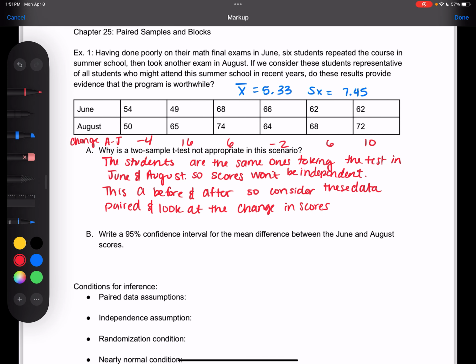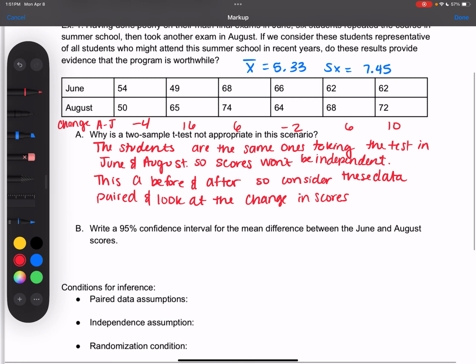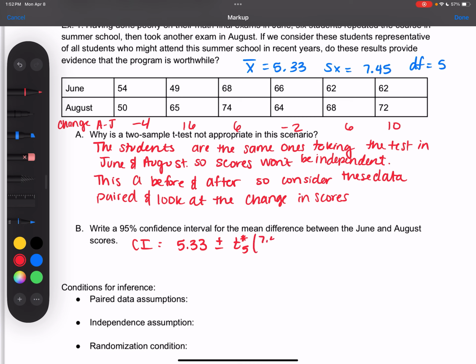All right, so write a 95% confidence interval for this. So degrees of freedom is going to be 5 because I had 6 here. So it's going to be 5.33 plus or minus the t star for 5, which I'll have to find in a table. I left the link over there somewhere. Times 7.45 divided by the square root of 6.